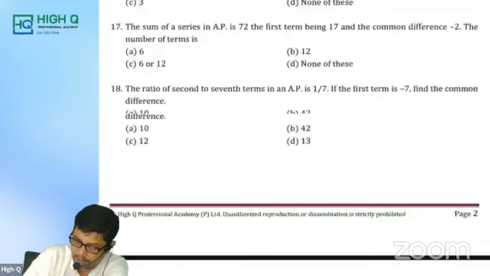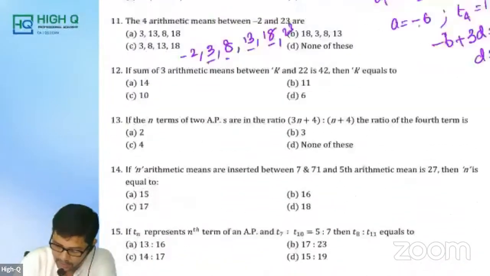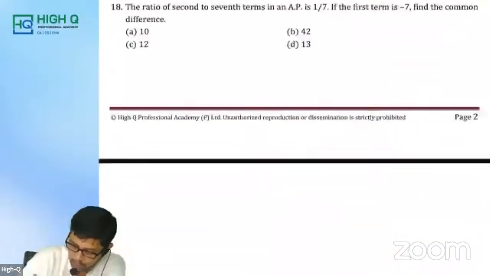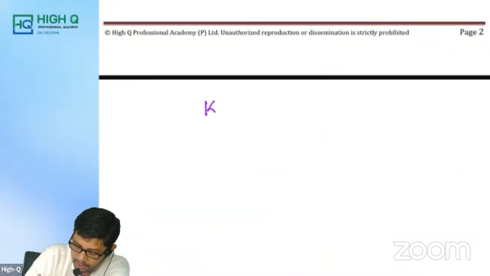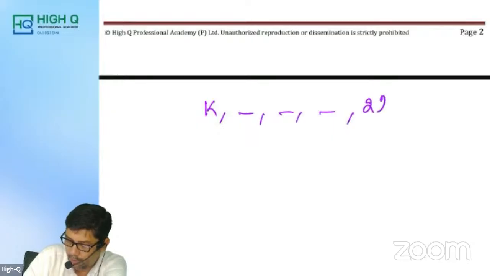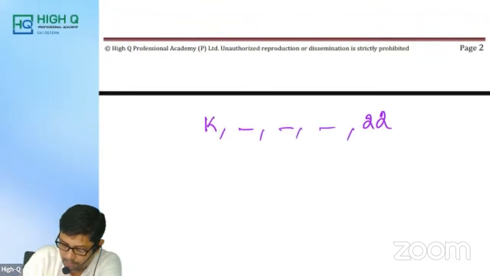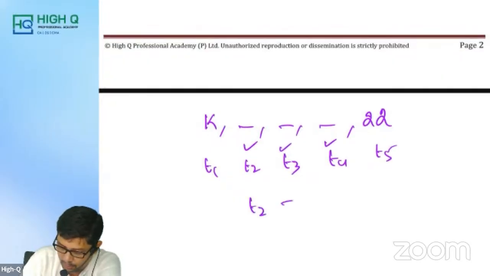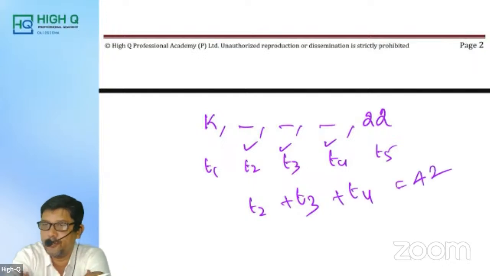Sum of arithmetic means between, what is it? Can I read it once again? Sum of 3 arithmetic means between k and 22 is 42. Sorry, there are k, 1, 2, 3, 22. Am I right, my dear? This sum is equal to what? Sum of these 3. Can I say this is T1, T2, T3, T4, T5? Am I right, my dear? So here it is given T2 plus T3 plus T4 is equal to 42. Is that correct? All of you say yes or no?